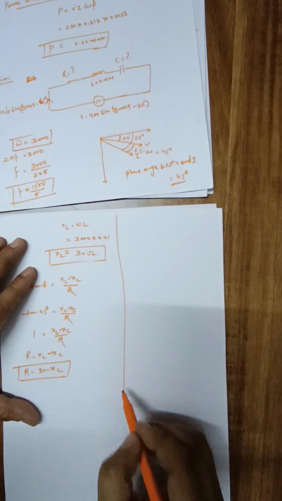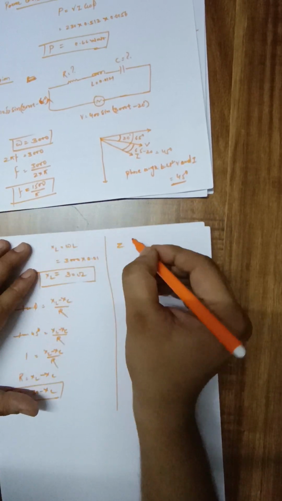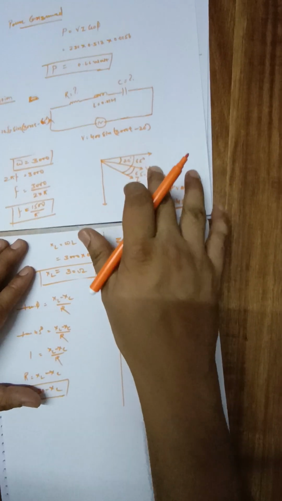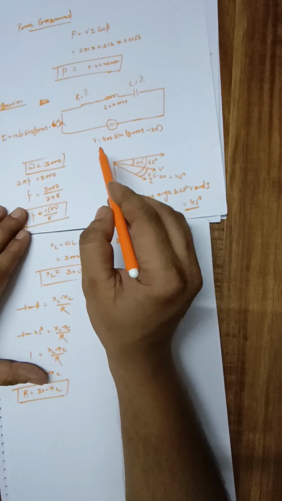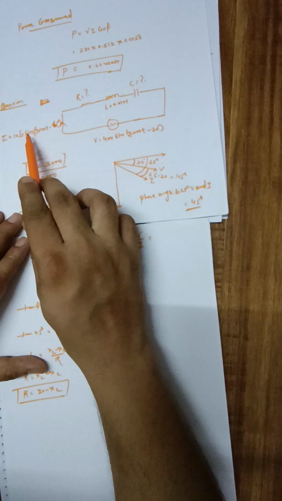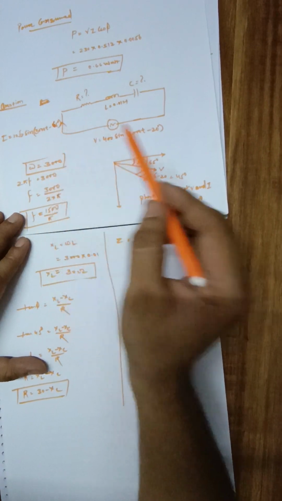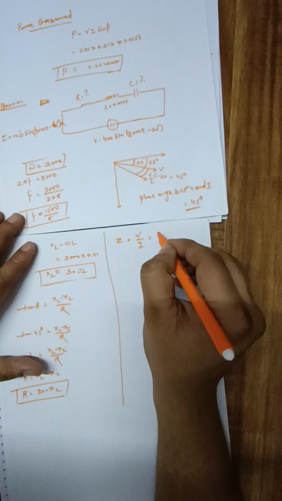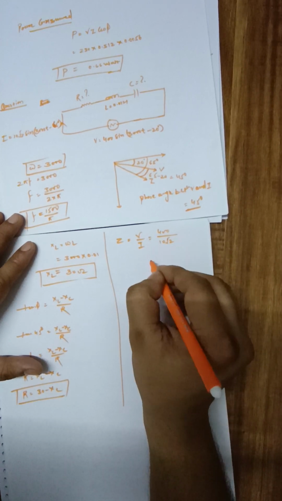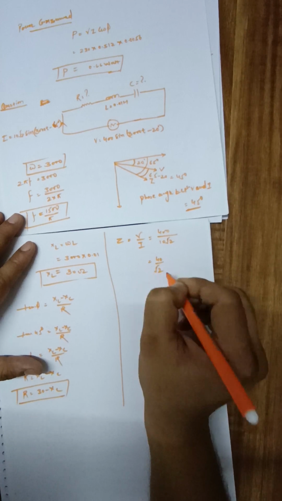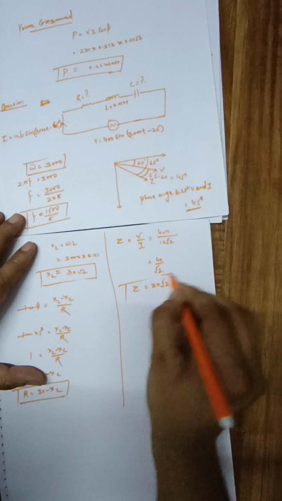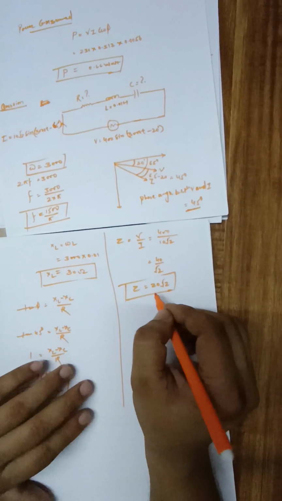Now what will be the value of Z? Z will be equal to V upon I. What is V? From this equation we can see that V is equal to 400 sine 3000 t minus 20, and what is current? 10 root 2 sine 3000 t minus 65. So basically the magnitude of V is 400 and the magnitude of current is 10 root 2. So Z will be equal to 20 root 2.